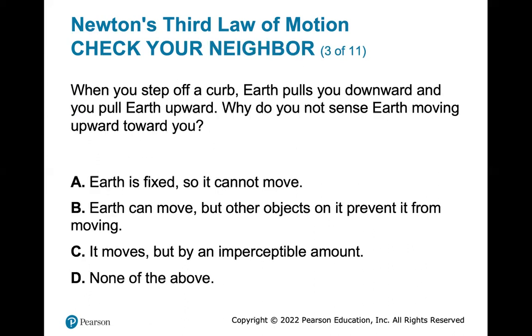Okay, when you step off a curb, Earth pulls you downward, and you pull the Earth upward. Why do you not sense Earth moving up towards you? A, Earth is fixed, so it cannot move. B, Earth can move, but other objects on it prevent it from moving. C, it moves, but by an imperceptible amount. Or D, none of the above.